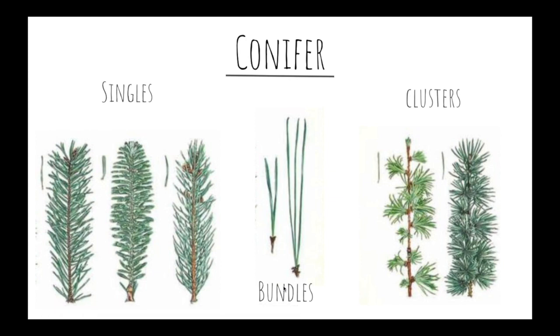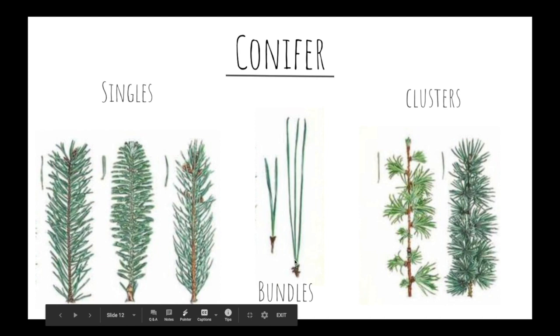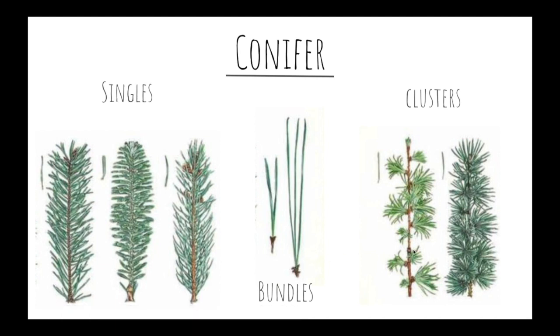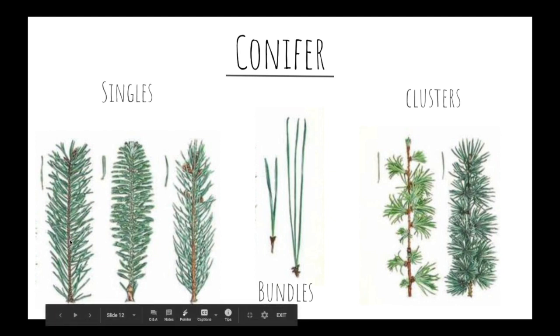You can also have clusters and bundles. Bundles are when 2 to 5 needles are attached together. In this case, you can see that we have a bundle of 2 leaves. Clusters are when we have more than 5 needles bunched together. Probably there are too many for us to count, but we know there are more than 5 and we can clearly see that they're all attached together versus our case where we have just one single needle.